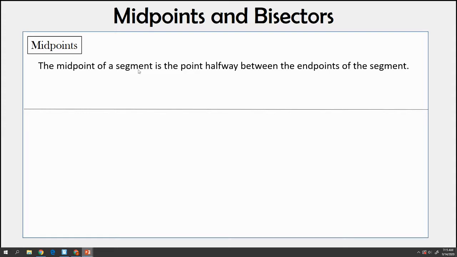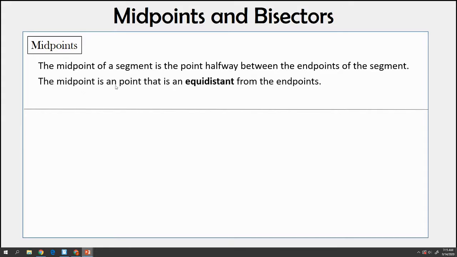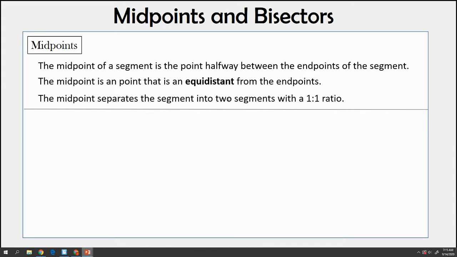Okay, the midpoint of a segment is the point that's halfway between the endpoints of the segment. It's an equal distance from the endpoints. So once you get to the midpoint, it's an equal distance from that midpoint out to each of the endpoints. And then the midpoint separates a segment into two 1-to-1 ratio segments. So the midpoint divides it into two equal parts, if you will.